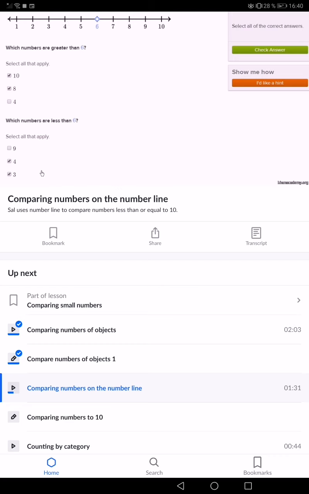And in everyday life, if you have 4 things or you have 3 things, you have less than someone who has 6 things. In everyday life, if you have 10 bananas, you have a greater number of bananas than someone who has 6 bananas.